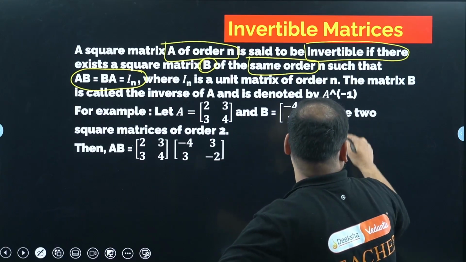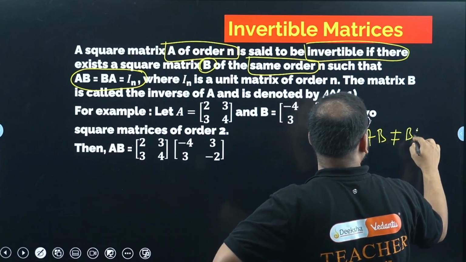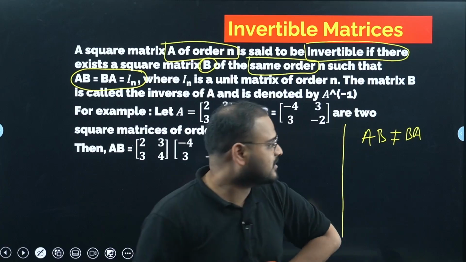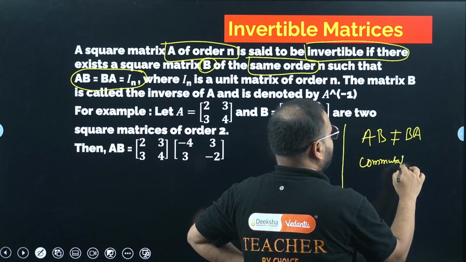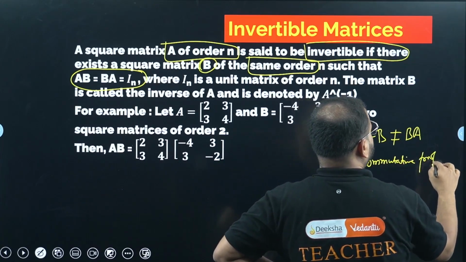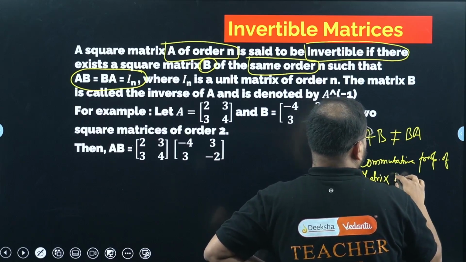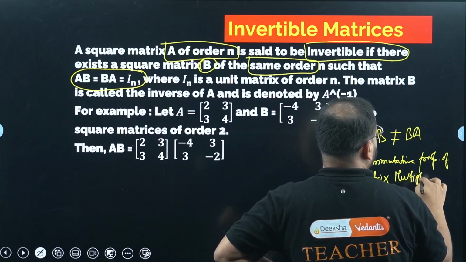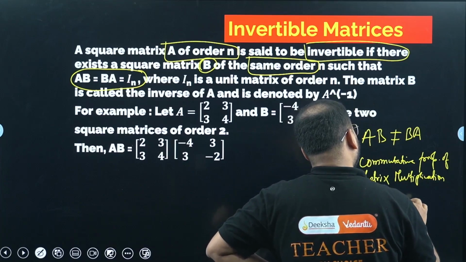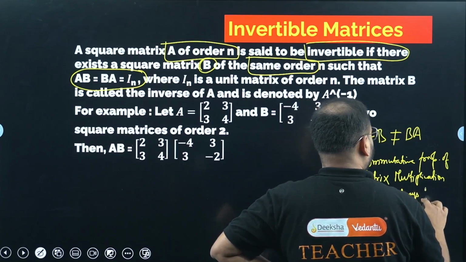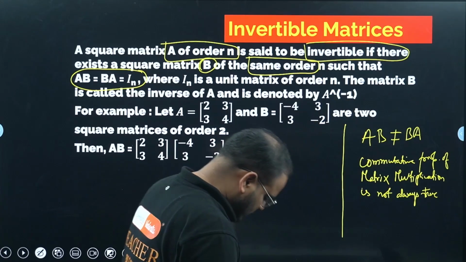Now recall this, please. I said AB is not always equal to BA, right? The commutative property of matrix multiplication is not always true. This is what we learned in the previous session.